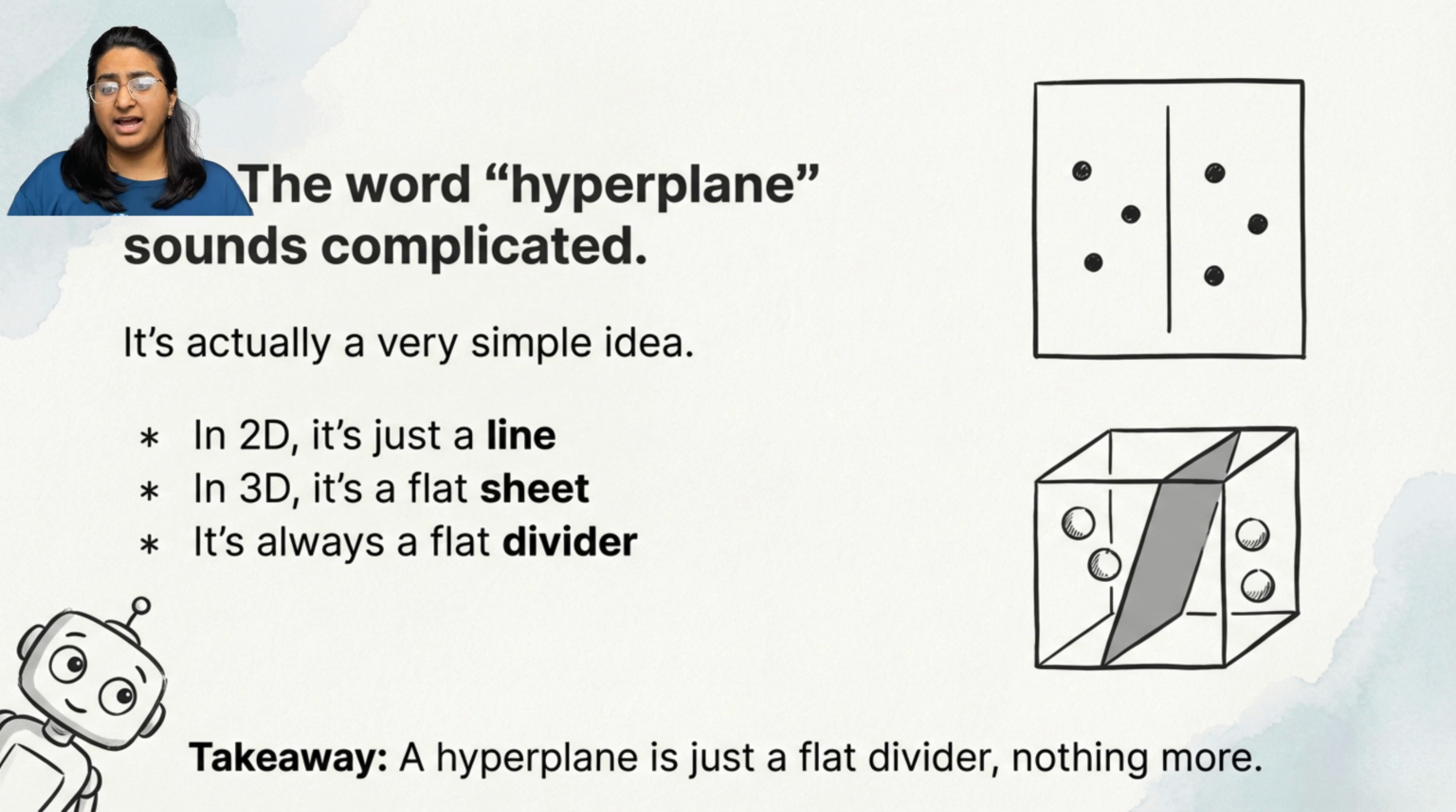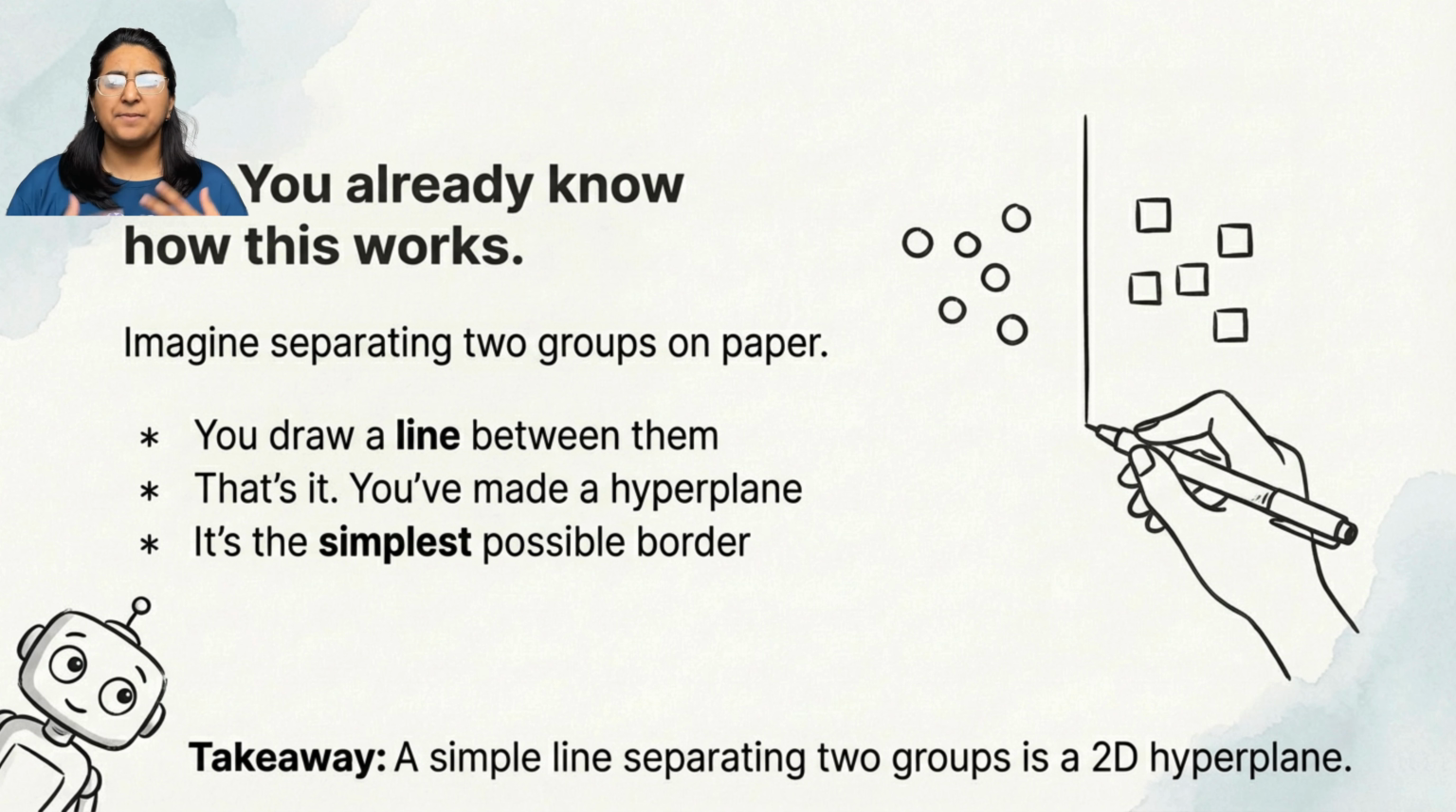If I draw one line straight on the paper to divide two groups, am I already using a hyperplane? Yes. Let's make it more clear. Imagine two groups of dots on paper. To separate them, you naturally draw a line between them. That line is the simplest border you can create to split those. And this is called a 2D hyperplane. So you already knew hyperplanes. You just didn't call them that. We here call it a straight line.